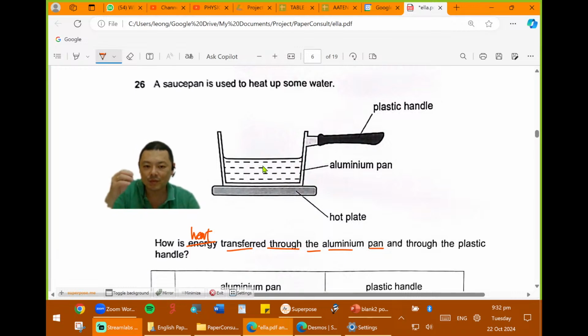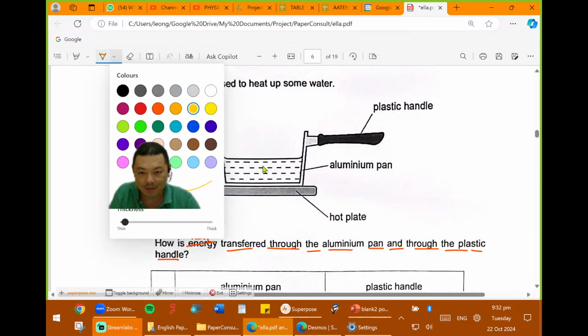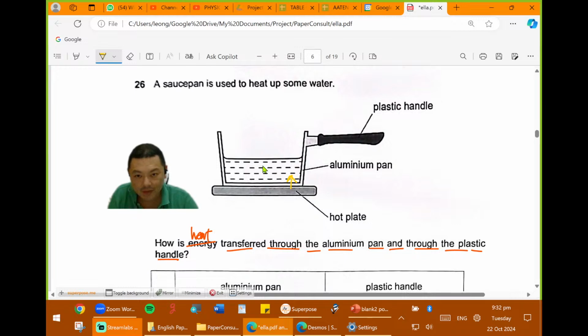Okay? And then they ask you about the plastic handle. Again, they're not asking you anything to do with the water at all or convection currents. So it's basically just heat going through the aluminum and heat going through the plastic handle. So it's two different solids. One is a metal, one is a non-metal, but both of them are conduction.